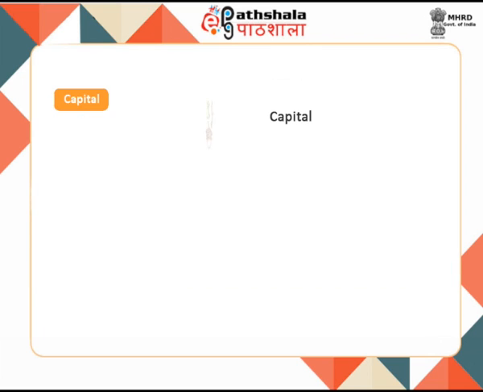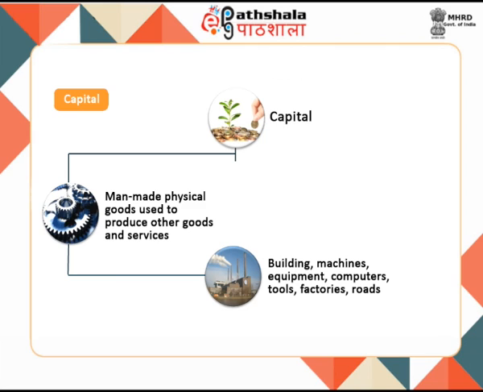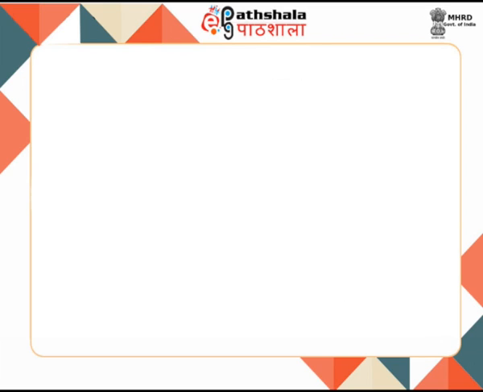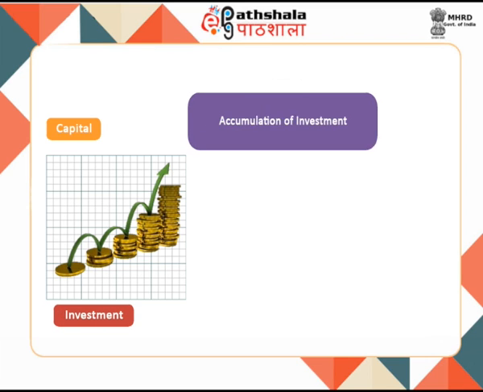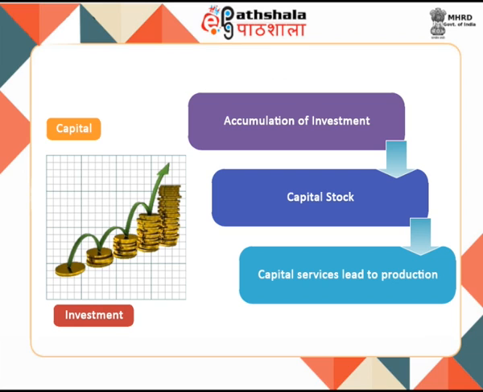Capital. It refers to all the man-made physical goods used to produce other goods and services, like buildings, machines, equipment, computers, tools, factories, roads, etc. It also refers to the monetary resources that the company uses to purchase land and other capital goods. The increase in the level of capital is referred to as investment. The accumulation of investment leads to the creation of capital stock. It is the flow of capital services from this capital stock that leads to production.